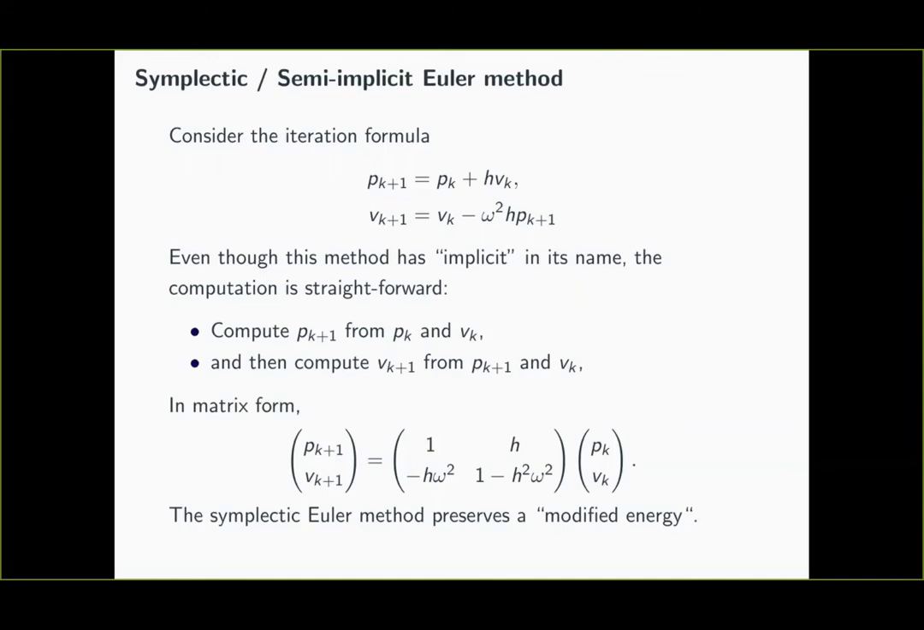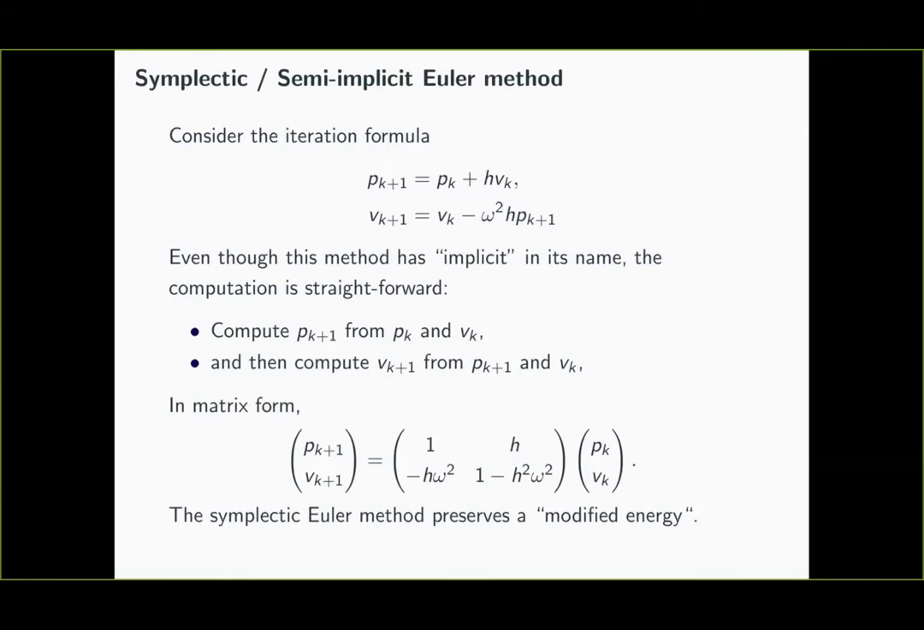The update formula for its position is p_{k+1} equals p_k plus h v_k, the same as in the explicit Euler method. And for the velocity, we have v_{k+1} equals v_k minus omega square h times p_{k+1}, the same as for the implicit Euler method. So the update formula for the position is as in the explicit Euler method, and the update formula for the velocity is as in the implicit Euler method, which is the reason people call this semi-implicit. It is also known as symplectic Euler method.